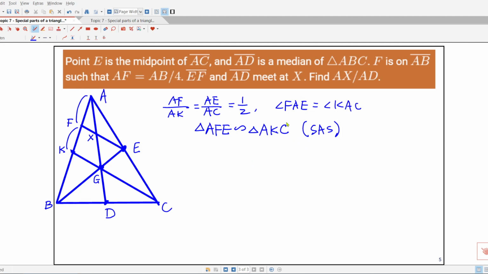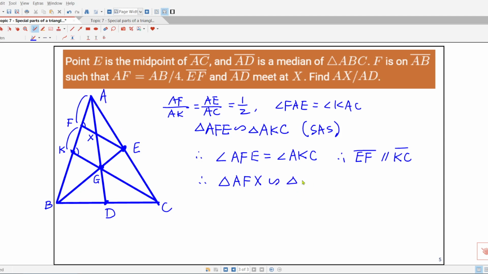Therefore, by SAS, they are similar, and therefore we can prove angle AFE equals angle AKC, right? Therefore, we know these are corresponding angles, so we have EF must be parallel to segment KC, right? And this gives us, if we have a pair of parallel lines, then triangle AFX is also similar to triangle AKG, right? According to AA similarity.